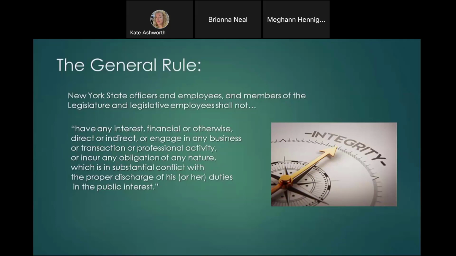And another point to emphasize here for your state officers and employees is personal interest is not only your own personal interest, but it can be for the benefit of someone else, like a friend or a family member, or even a preferred vendor that you like working with a lot. All right, so let's go to the next slide.